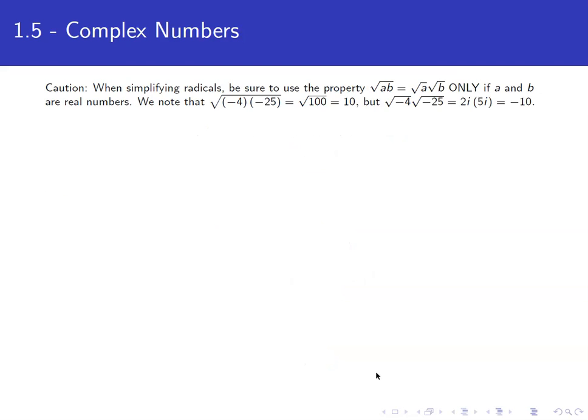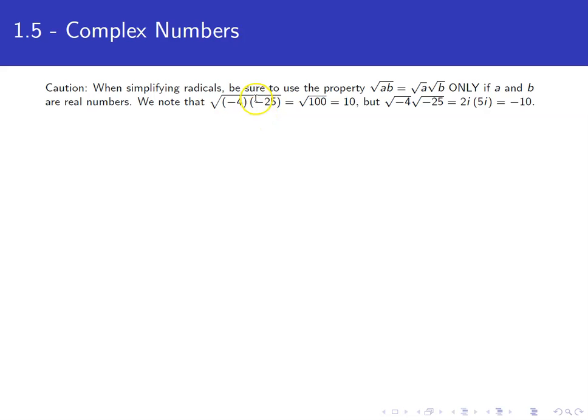When we're simplifying square root expressions like we did way back at the beginning, we do have to be careful. We know that, generally speaking, the square root of a product is the product of the square roots, but we have to have real numbers to be able to split it up in this fashion. Note that negative 4 times negative 25 under the radical is equal to 100, and the square root of 100 is 10.